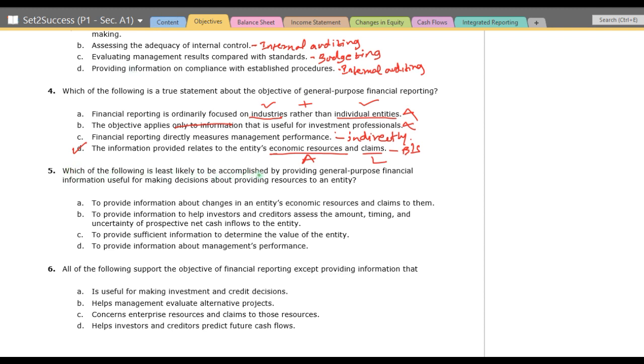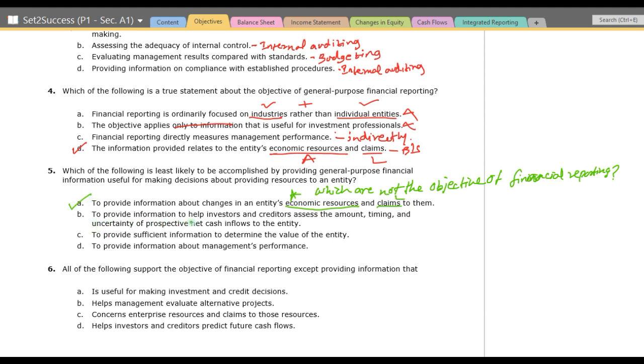Which one of the following is least likely to be accomplished by providing general purpose financial information useful for making decisions about providing resources to an entity? Here the question is being asked for which are not the objective of financial reporting. To provide information about changes in the entity's economic resources and claims to them. Economic resources are your assets and claims are your liabilities. Yes, this is one of the objectives of financial reporting.